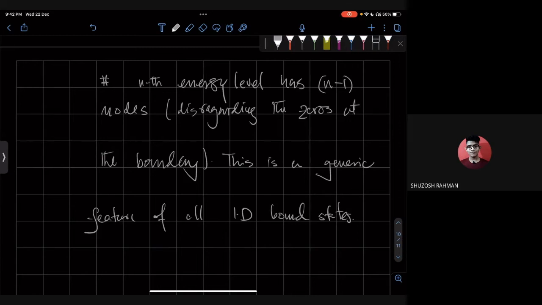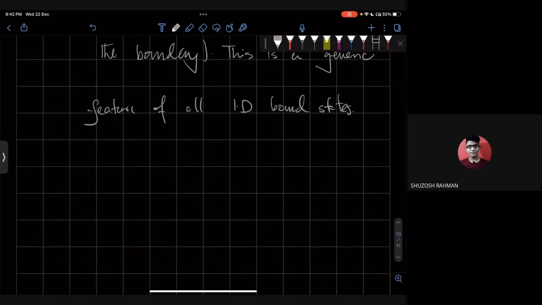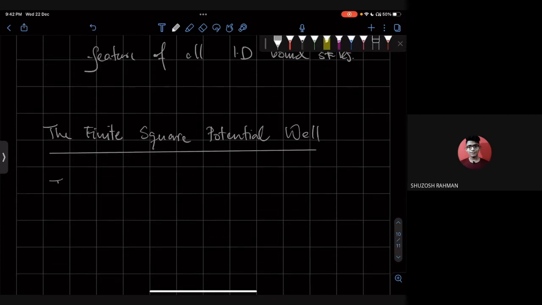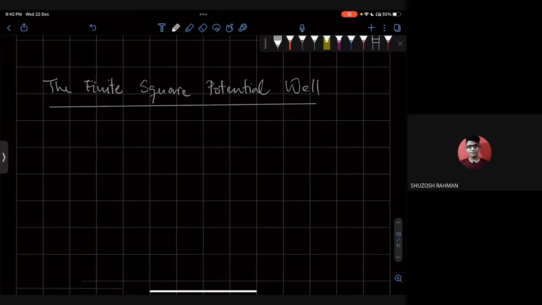Okay, so our next one is a slightly more realistic problem: the finite square potential well. So this problem will have two classes of solutions. Let me first draw the potential. The potential looks like this.